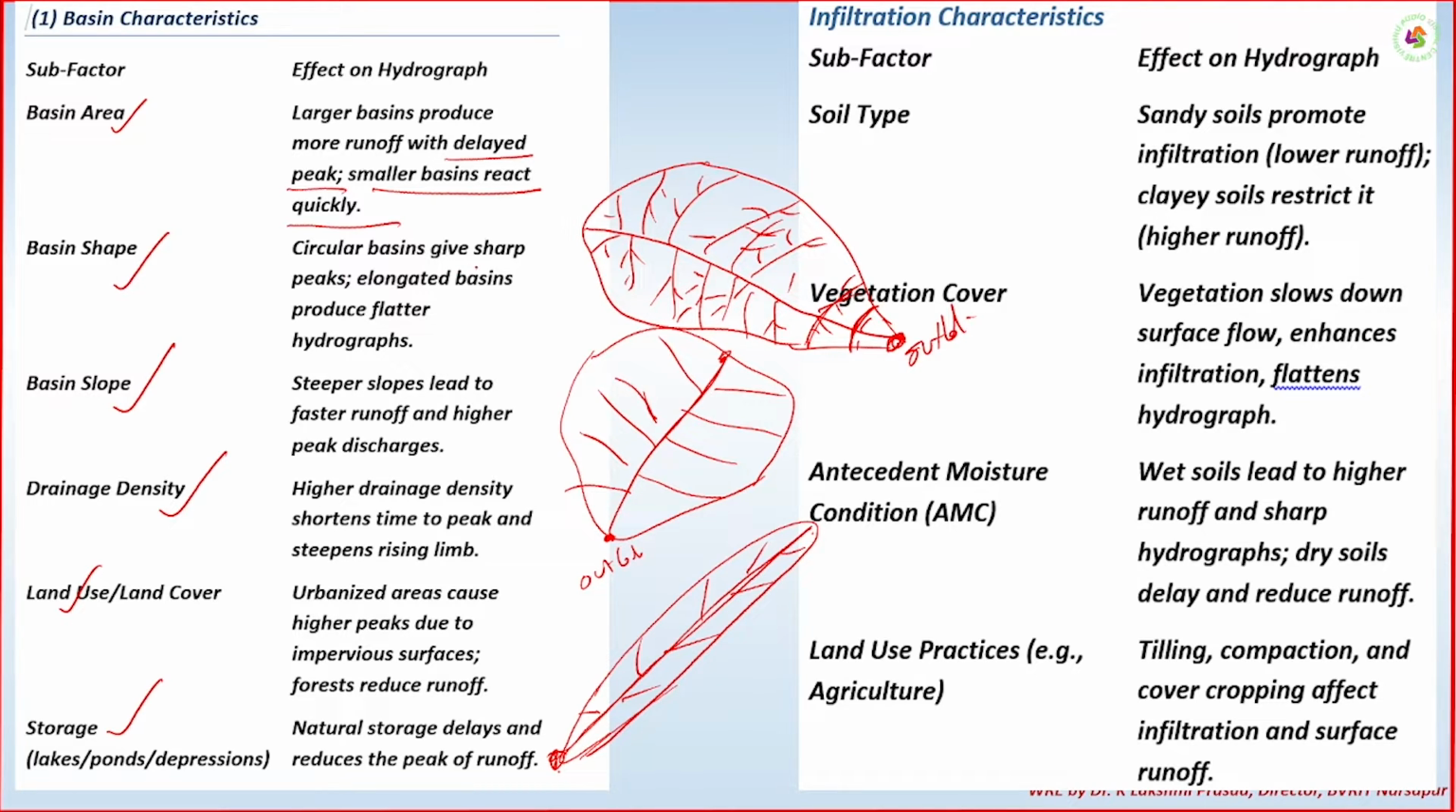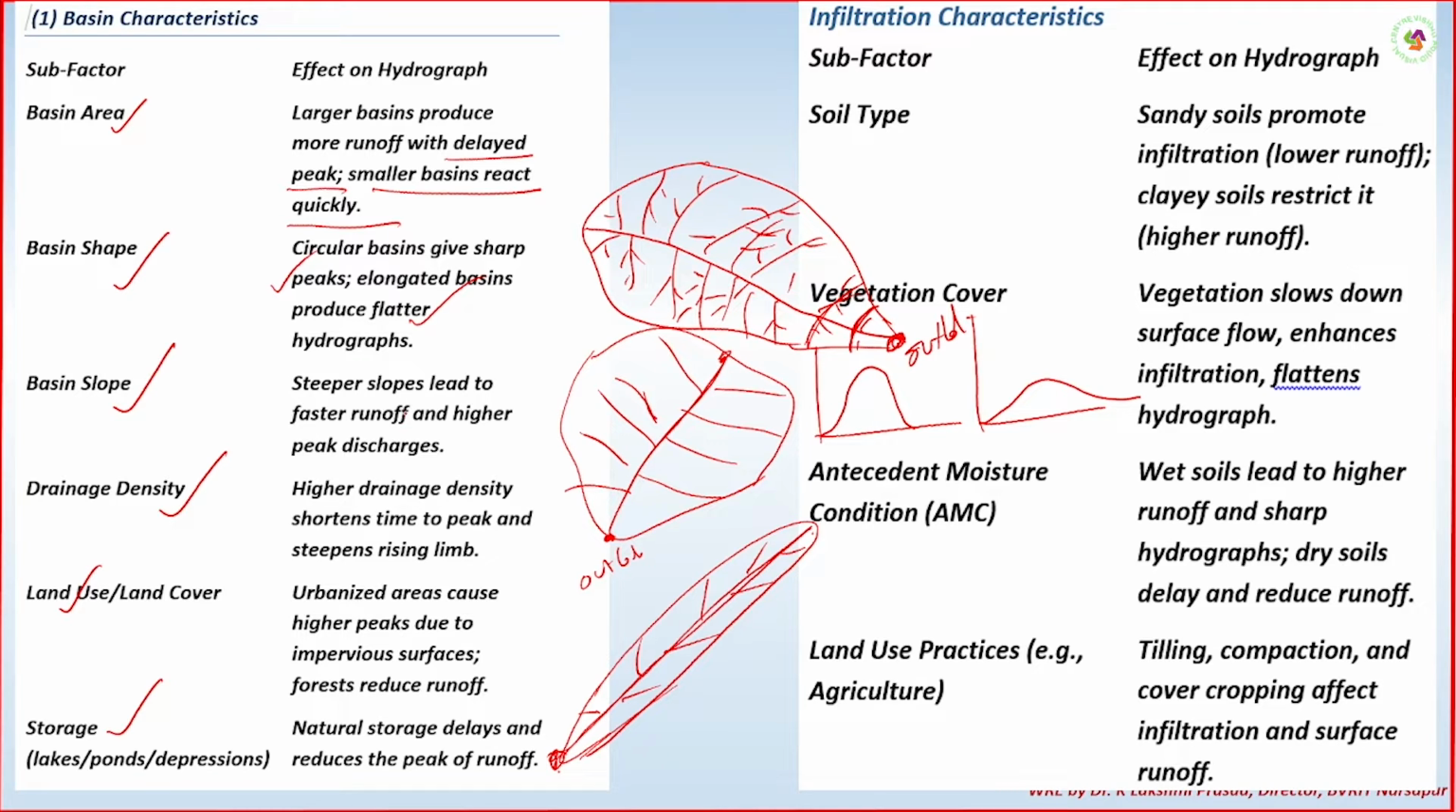So circular basins give sharp peaks, whereas elongated basins produce flatter hydrographs. The meaning is, for the circular basin the hydrograph will be like this, whereas for this basin, it will be like this. So that is the difference.